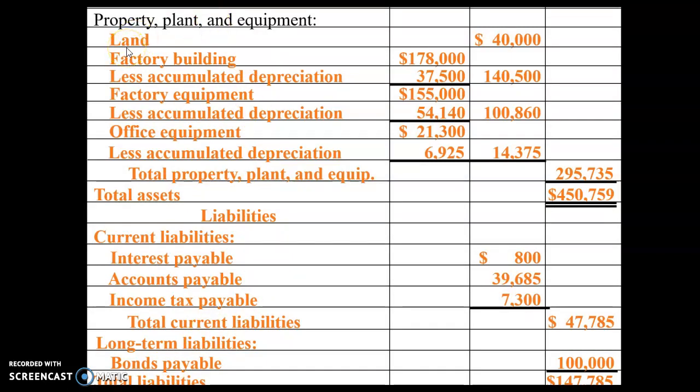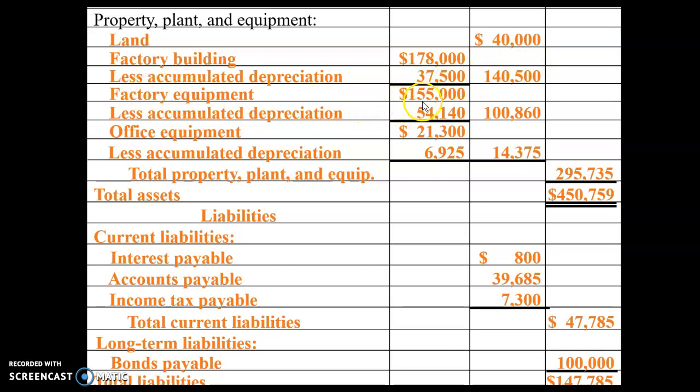And we have land, and then any buildings, and then any equipment. And here, there's different ways to show it. You can show land, factory building, factory equipment, and office equipment, and then show one accumulated depreciation amount. Here, they took each one separate. Of course, we never depreciate land, so the land's out here by itself. Okay, then the factory building minus the accumulated depreciation from the factory building. So the net amount is $140,500.